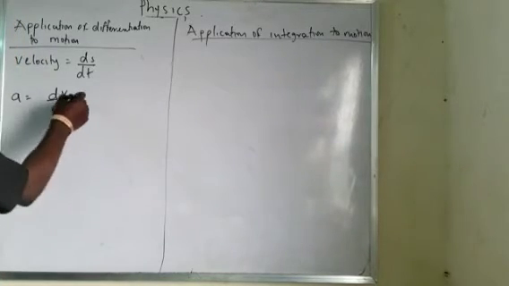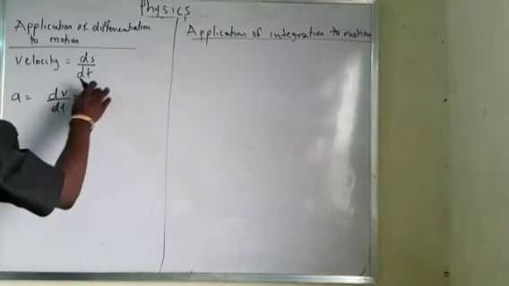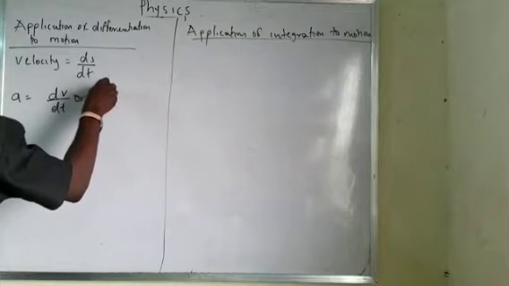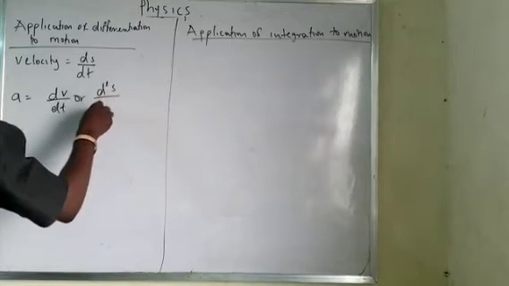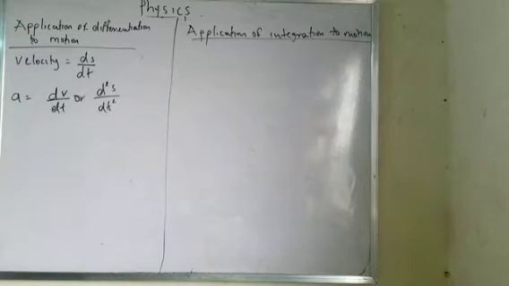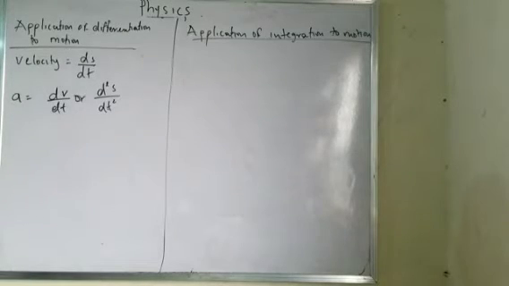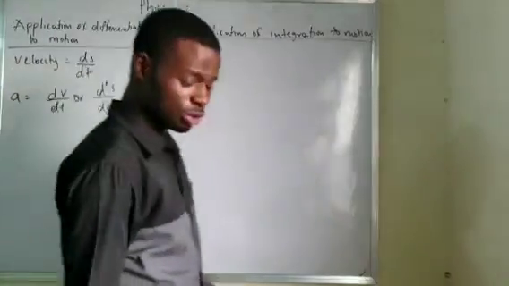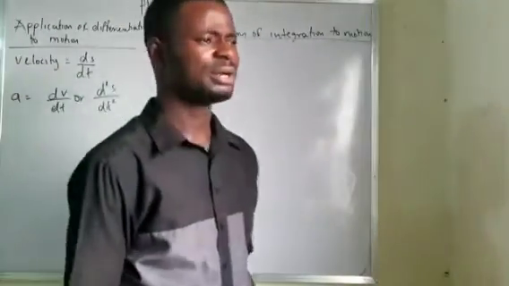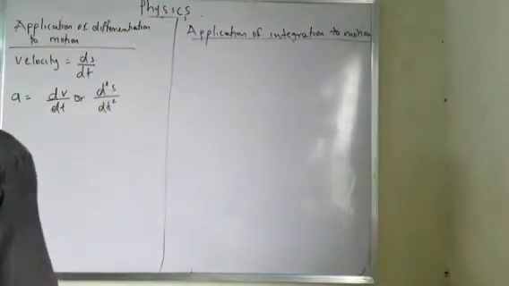Acceleration can also be written as d squared x divided by dt squared. Please take note of that, we call it the second derivative. And we all know that the real equation is displacement in time.